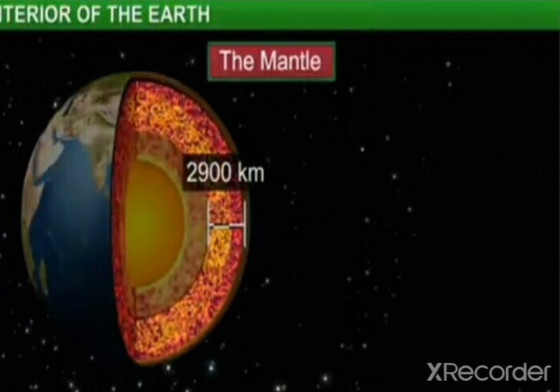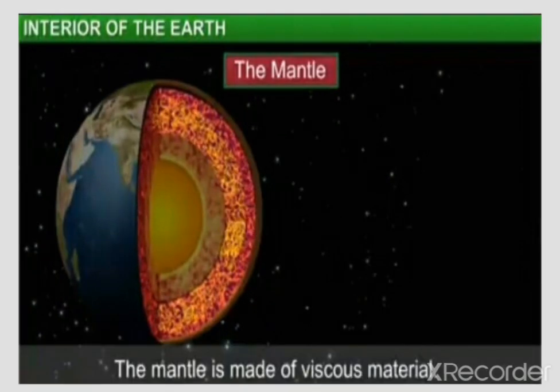Already, with the help of the diagram in the introduction, we have discussed the layers of earth. Then tell me, which is the second layer in the interior of the earth? Yes, very good. The second layer in the interior of the earth is the mantle. Now look here. This mantle layer is classified into two parts, upper mantle and lower mantle. And this mantle layer is made up of viscous material.